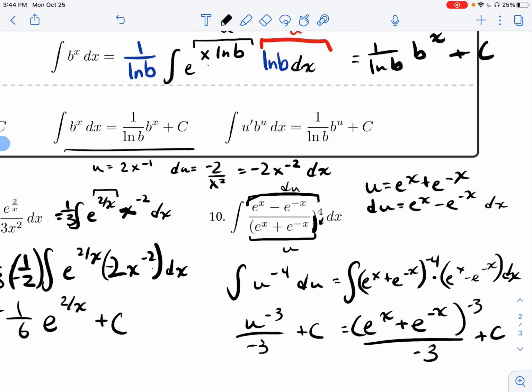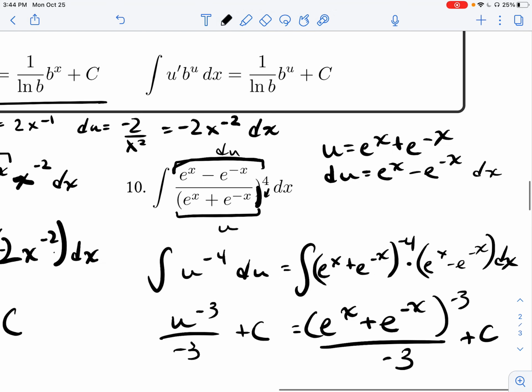Okay? All right, so hopefully this helps understand how to find both the derivatives and the integrals of exponential functions.